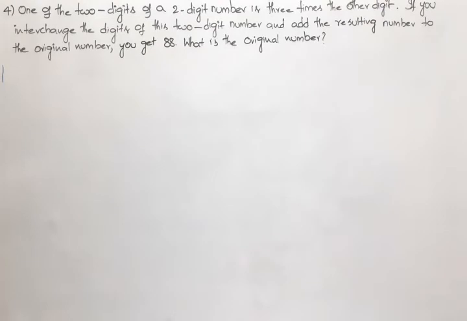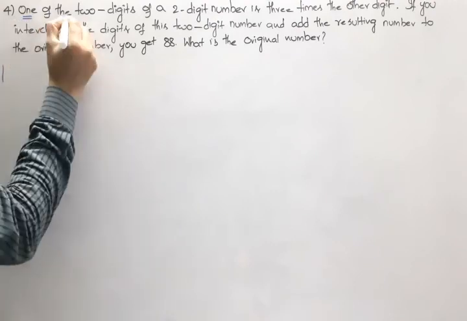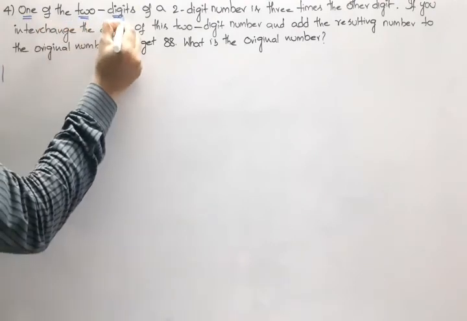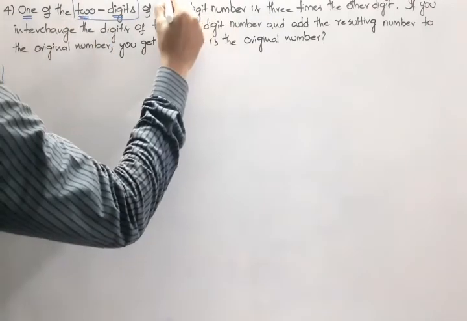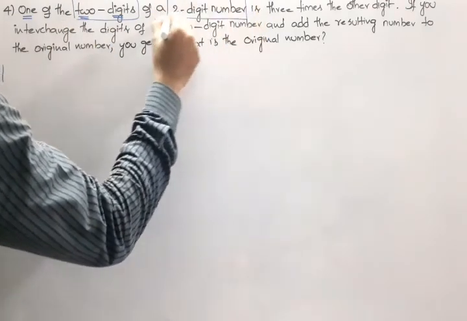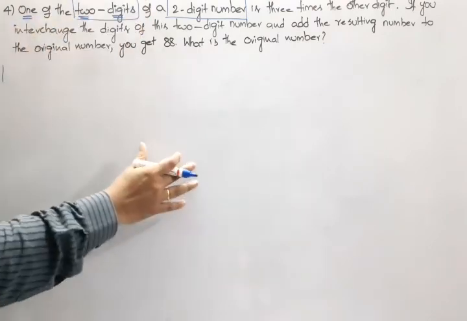So now the fourth one, it is just like the third one and based on the same concept. Look, one of the 2 digits of a 2-digit number is 3 times the other digit. So one of the 2 digits of a 2-digit number.